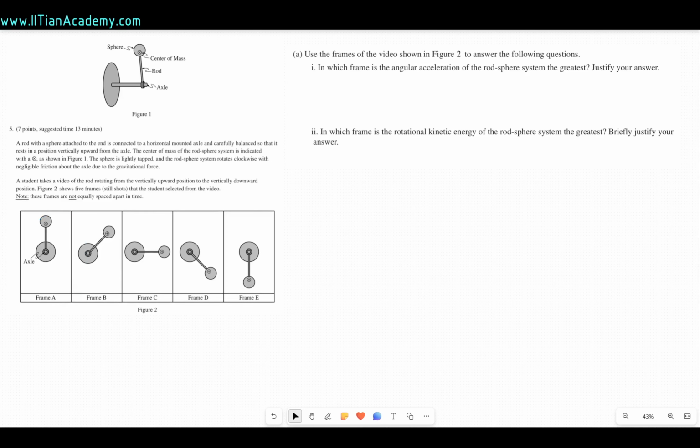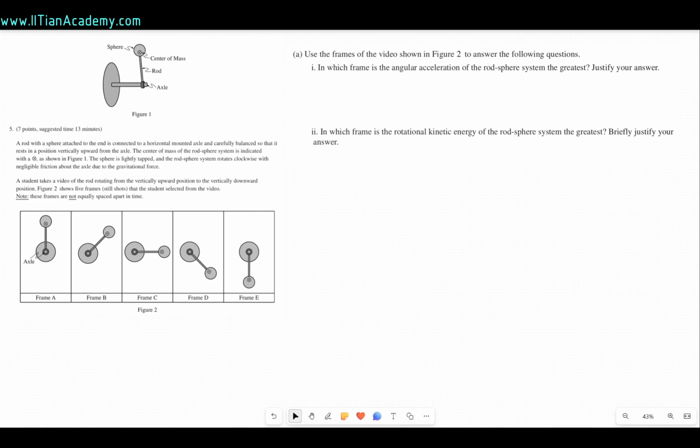We're told that the student takes a video of the rod rotating from the vertically upward position to the vertically downward position, and we have these 5 frames, and we need to answer in part A 2 questions about these frames. So in the first question, we are asked, in which frame is the angular acceleration of the rod sphere system the greatest?